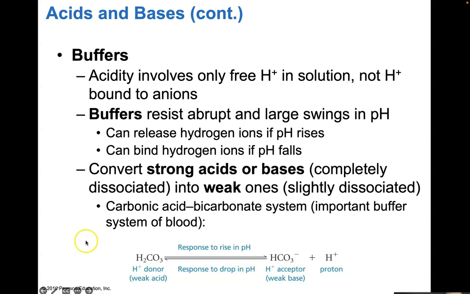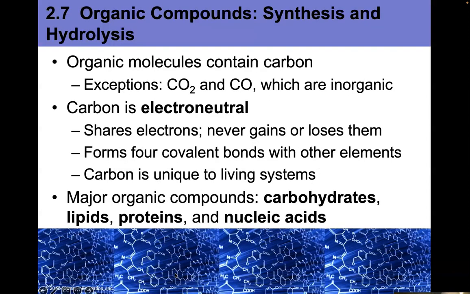Again, I'm not going to get too into this. I just want you to basically know that buffers resist these changes in pH, and they help us to maintain homeostasis. So I just want you to know they can release hydrogen ions if the pH rises, and they can bind hydrogen ions if the pH falls. Okay, this is basically what I want you to know right here about buffers. But I'm introducing this because this is the buffer system that we're going to talk about in the blood. So while I'm talking about buffers, I might as well introduce a little 202 there, okay?